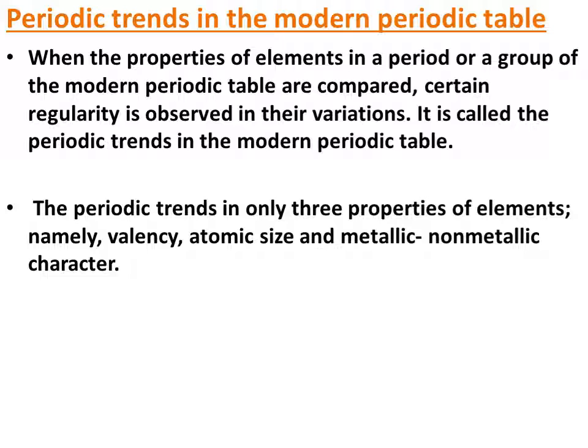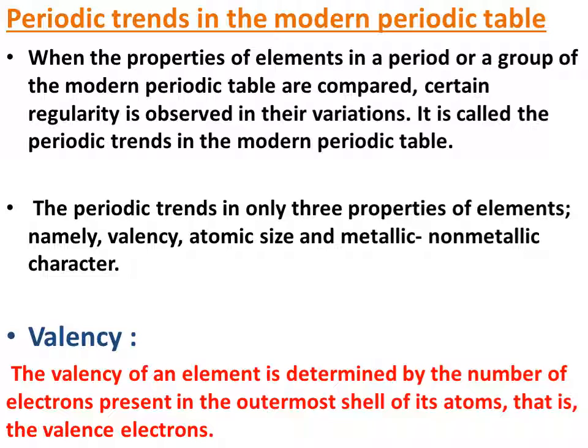Today we are going to study valency. The valency of an element is determined by the number of electrons present in the outermost shell of its atoms, that is, the valence electrons.